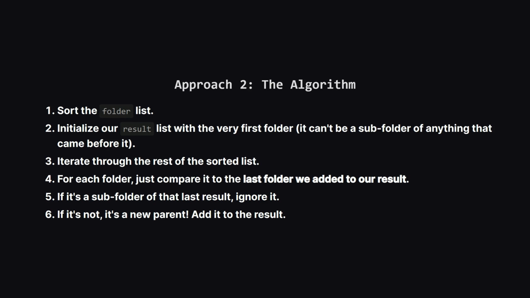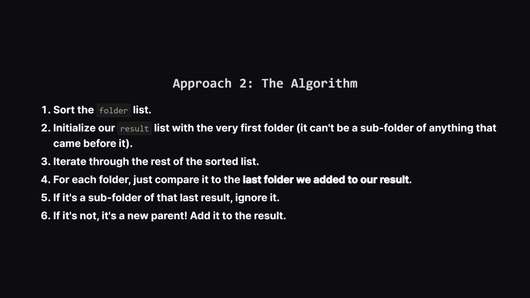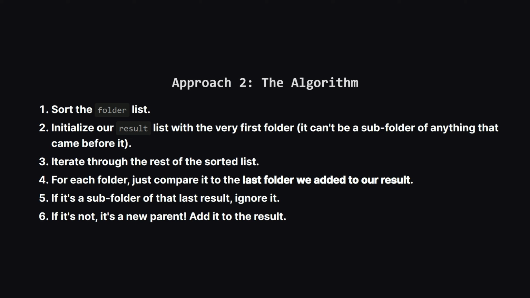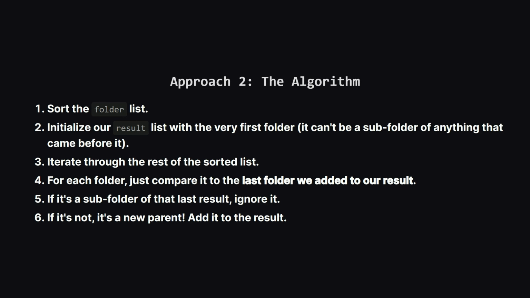We sort the list. The first item is automatically a root folder, so we add it to our results. Then, we just walk through the rest of the sorted list. For each folder, we only need to compare it to the most recent folder we added to our result list.